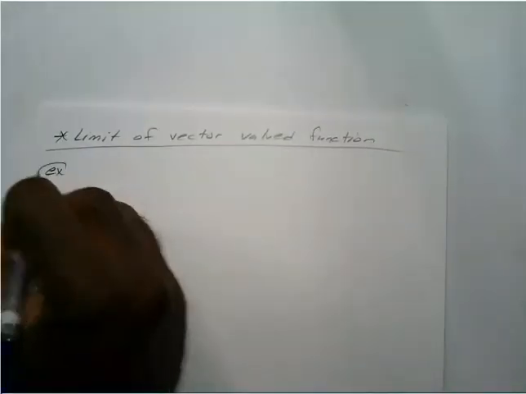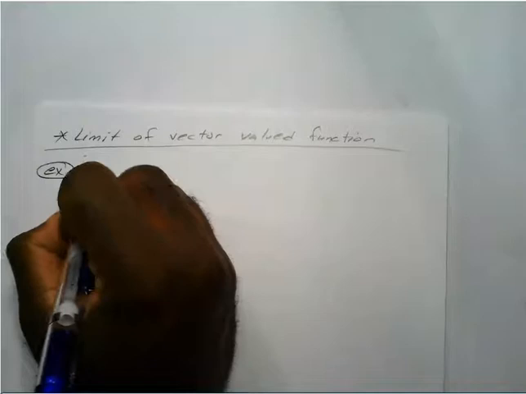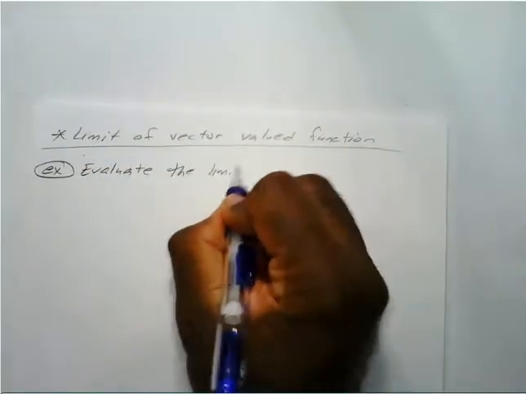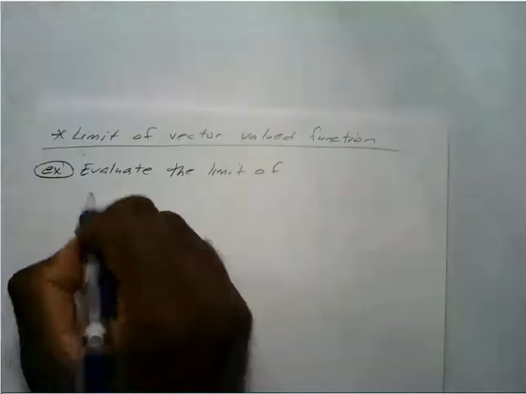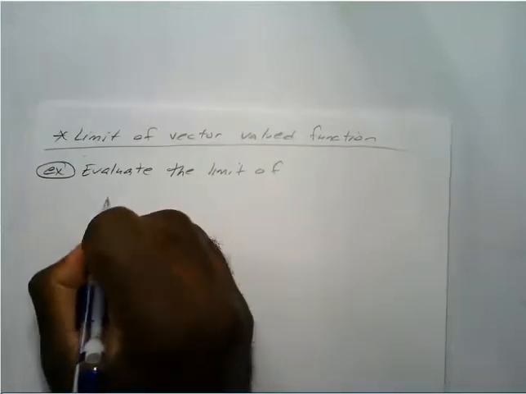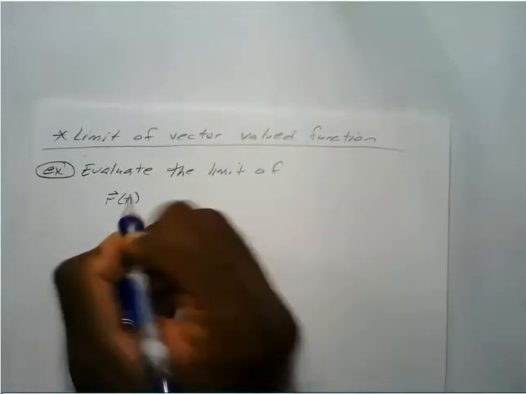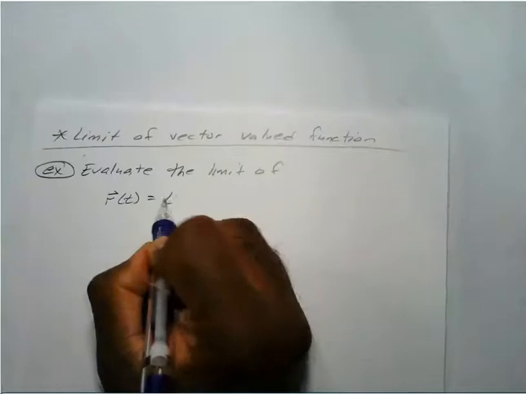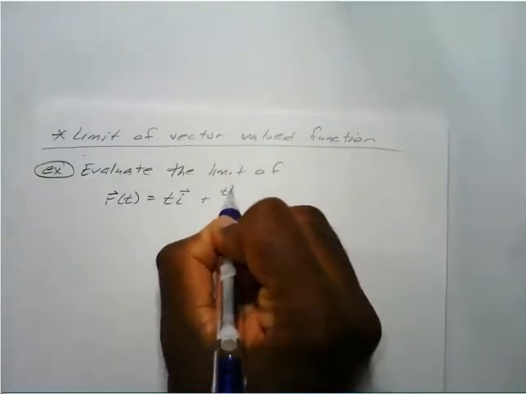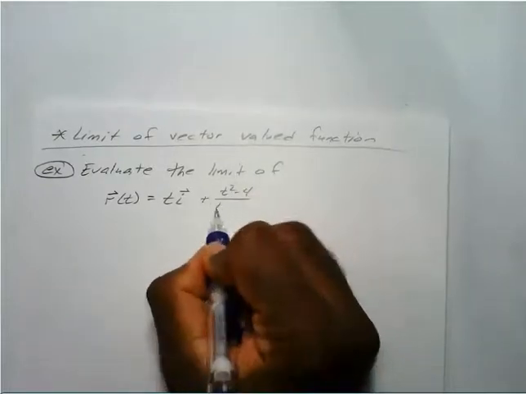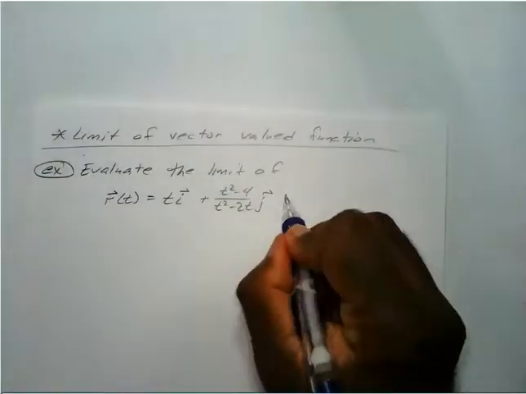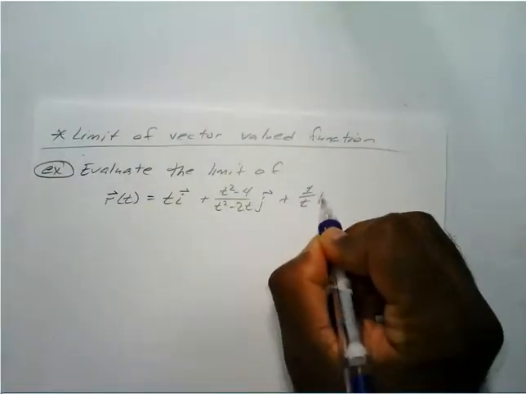Okay, so for example, what if we wanted to evaluate the limit of r of t equals t times the I vector plus t squared minus 4 over t squared minus 2t times your j vector plus 1 over t times your k vector.